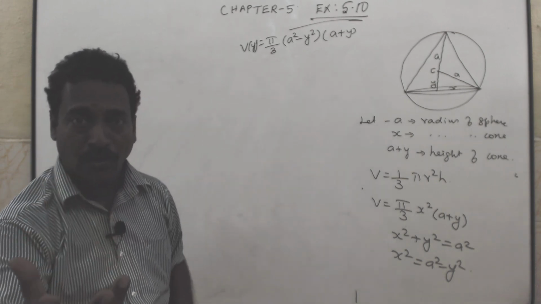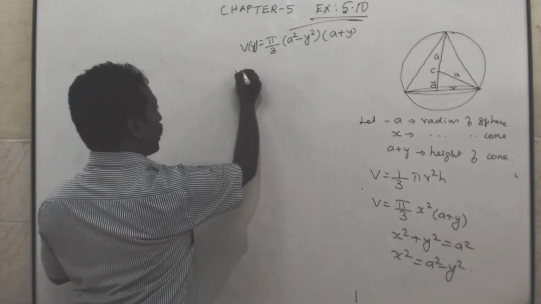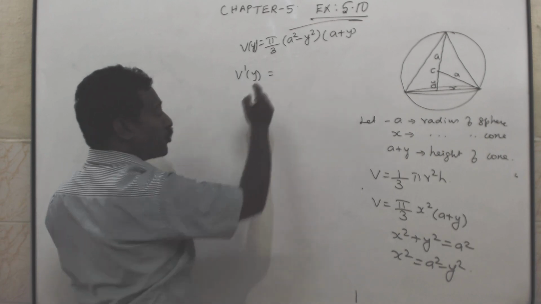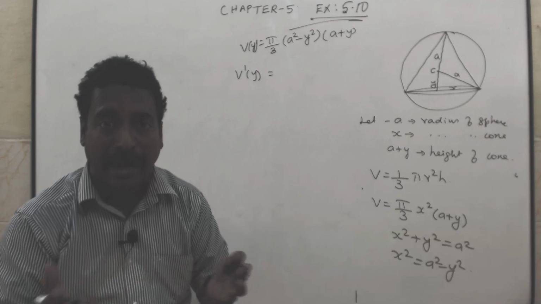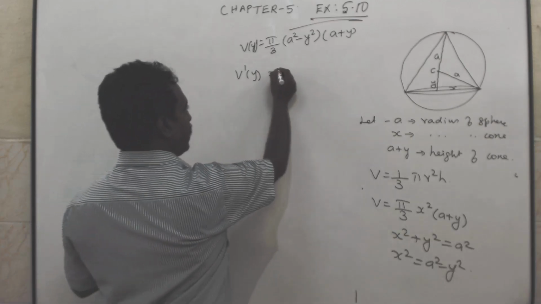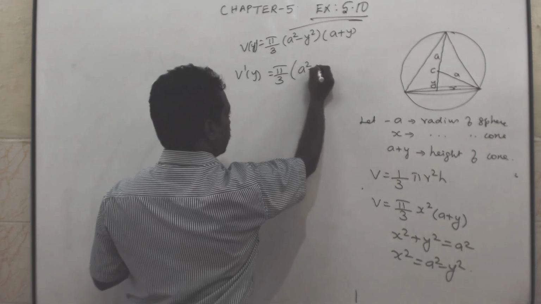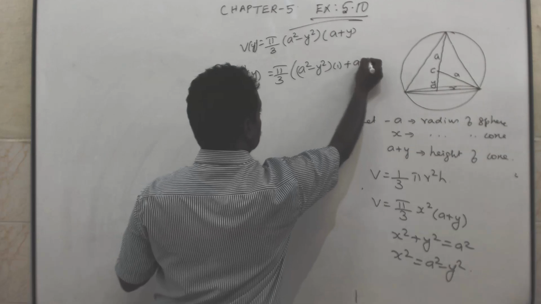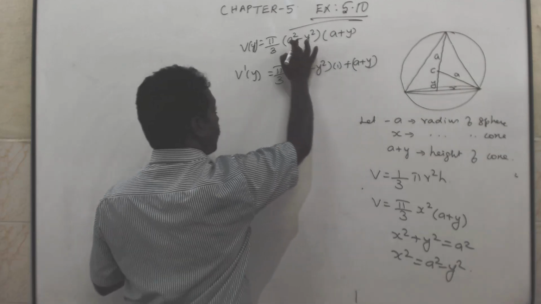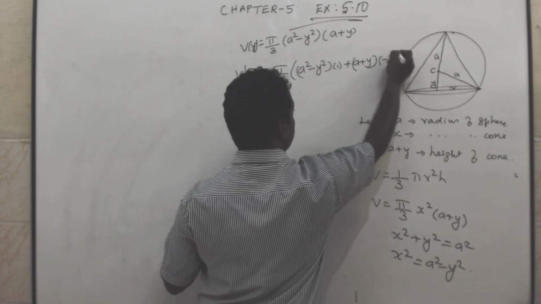Now you have formed an equation. Next what we have to do? That is the first derivative, V dash of y. This is in the form of uv. In the form of uv, definitely you can't differentiate directly. Pi by 3. Keep the first one, differentiate the second one, that is 1. A plus y. Differentiation of a square is 0, differentiation of y square is minus 2y.